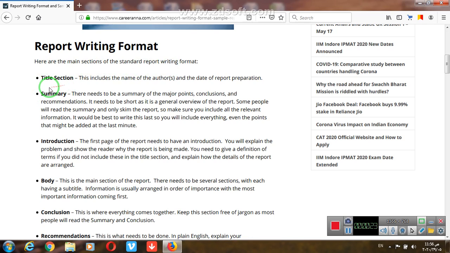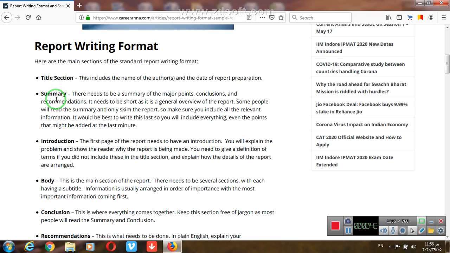First, we have to start with the title section. A report must have a title section, okay? This includes the name of the author or authors and the date of report preparation. You have to mention the name of the author and the date of your writing the report.